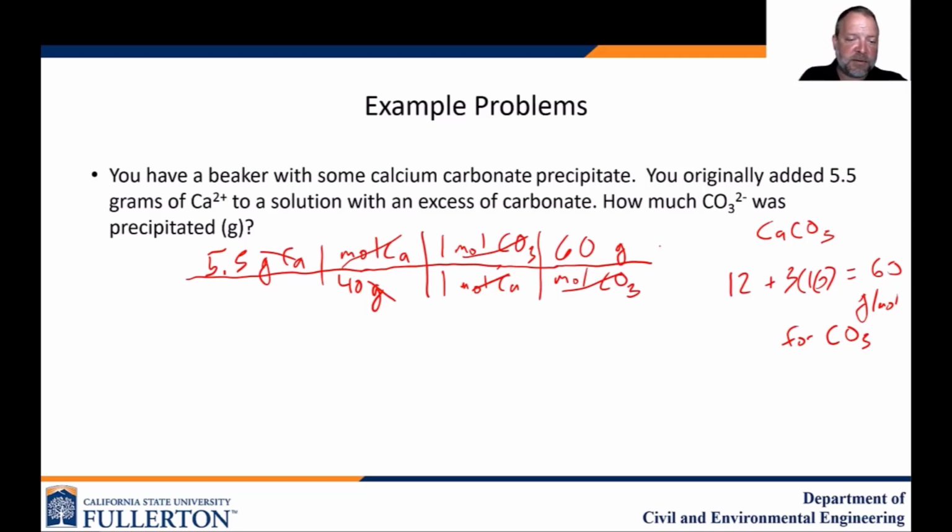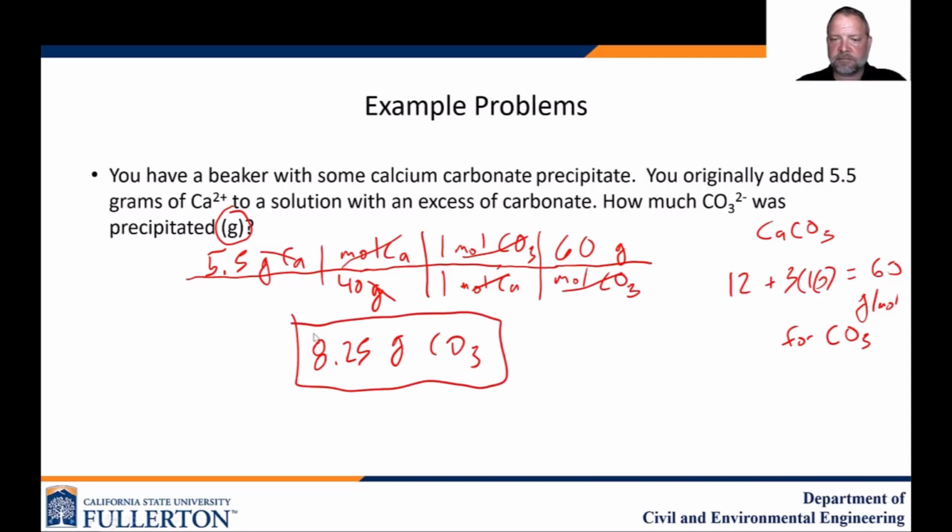So we double check, make sure that we're looking for grams, because if I might have asked for milligrams instead, then you would just do one more step. And if we run through those numbers, we take 5.5 times 60 divided by 40. So we just multiply the numbers together across the top and divide by the numbers across the bottom. And we're left with 8.25 grams of carbonate precipitated from our solution.